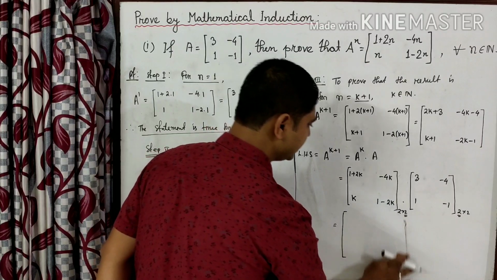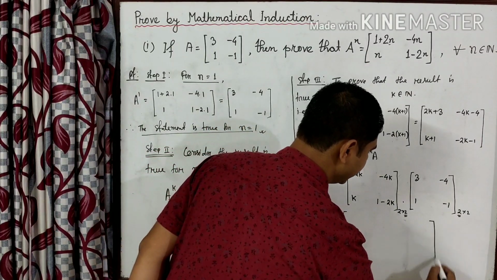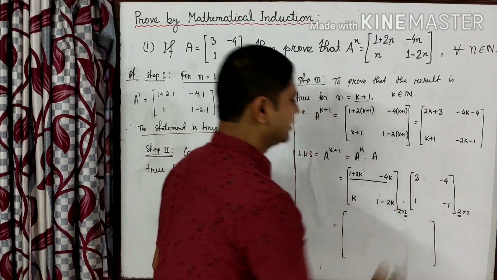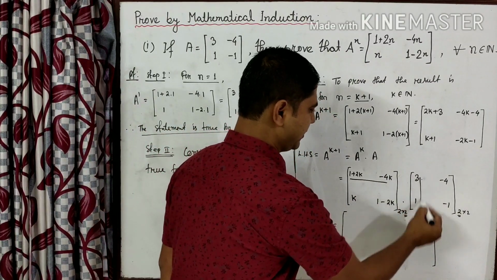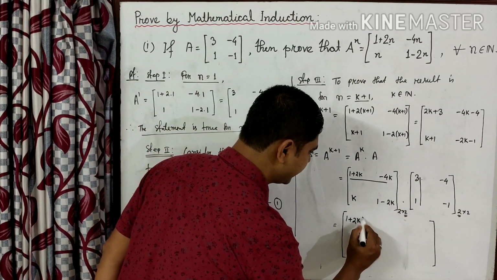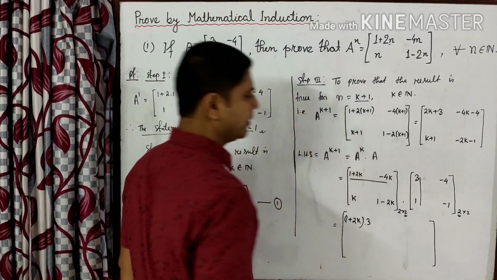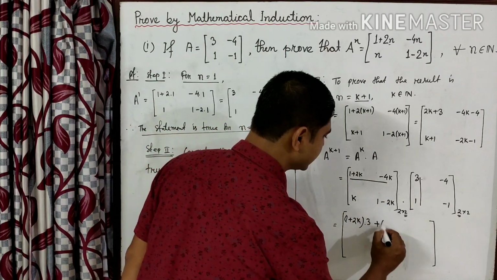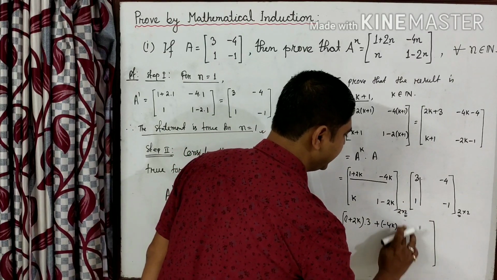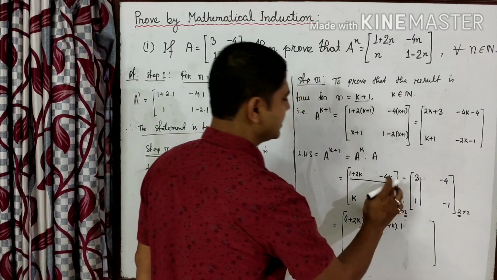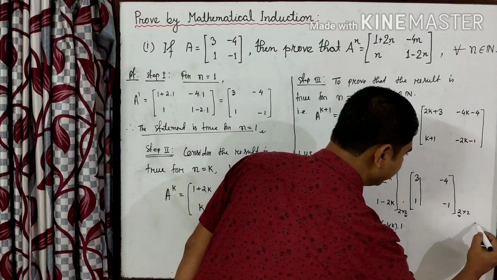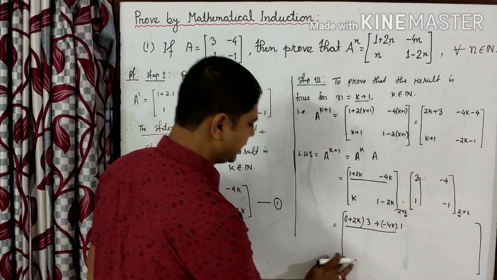First row multiplied with first column. The first one is 1 plus twice K into 3, plus minus 4K into 1. That is the first element, or value.